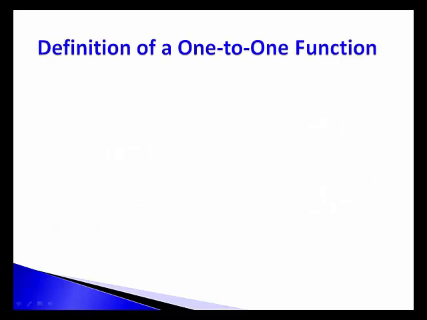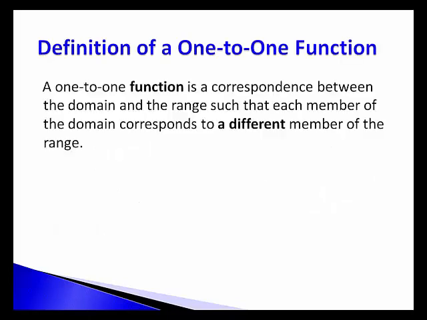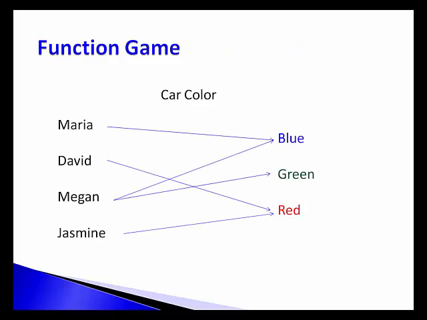So let's look first at the definition of a one-to-one function. A one-to-one function is a correspondence between the domain and the range such that each member of the domain corresponds to a different member of the range. I can show you best how this looks if we play the function game again. Let me remind you how the function game worked.